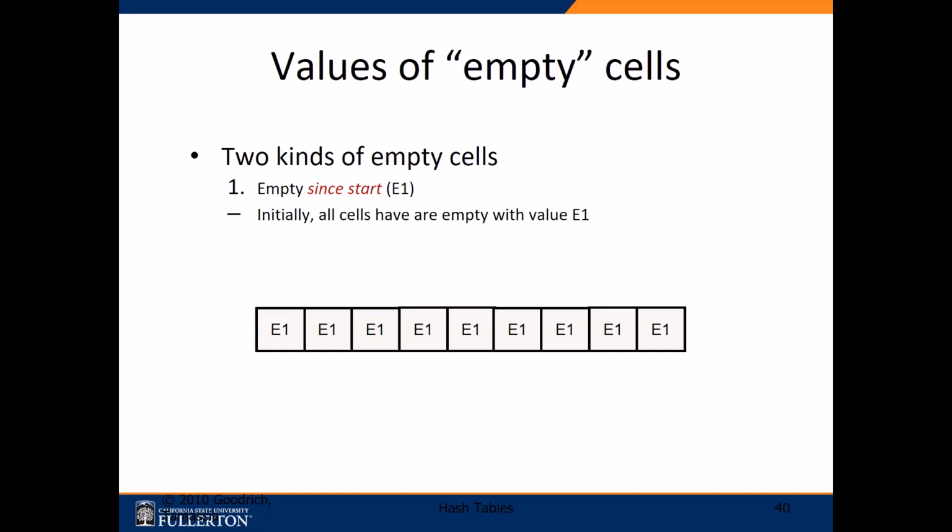Now we can insert a key into a cell, and that marker will get replaced by the key. Now, if we later delete the key, this cell becomes empty, but this should not be replaced with E1, but with a different value E2. Okay. So we have two kinds of empty cells, because how a cell is empty, whether it was always empty or it became empty after a delete, will matter during a search, as we will study next.